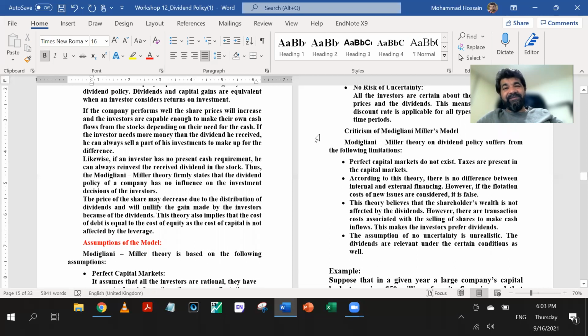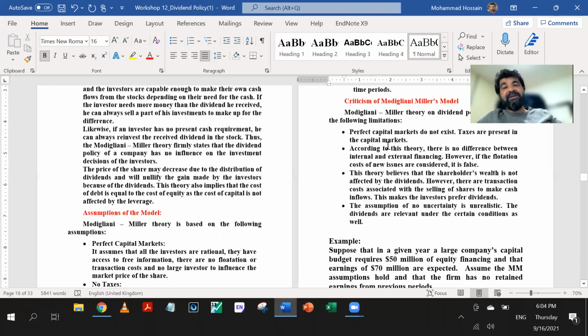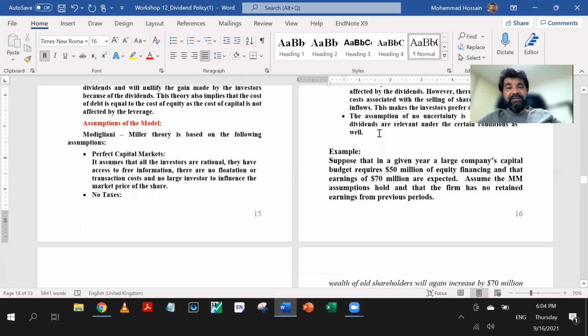There is some criticism of their theory as well. The Modigliani and Miller theory of dividend policy suffers from the following limitations. A perfect capital market does not exist, like I said, that's not the case. And there is always tax if you make a profit from the stock market. You have to pay taxes to the government, that's for sure. And there is always some risk involved.